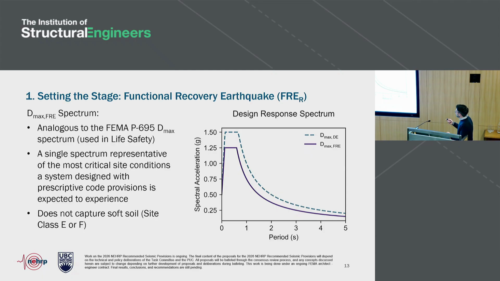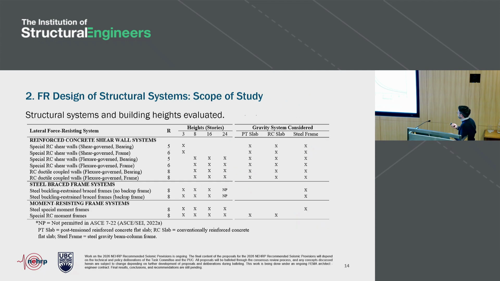And the plot on the right gives you a sense of how the Dmax FRE is in relation to the Dmax DE. DE is the design earthquake, which in the US is 2/3 of the maximum considered earthquake, and that's what we use in design. The ratios vary, but the functional recovery earthquake spectrum is roughly 75 to 80% of what we use in relation to collapse.